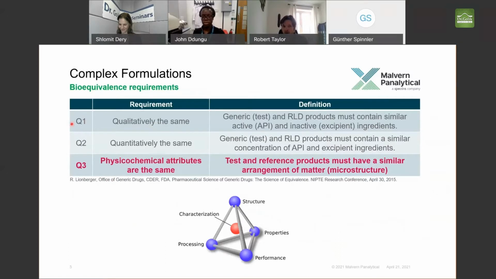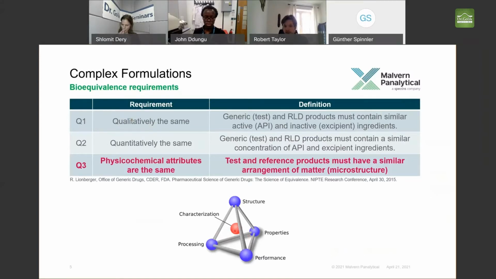Qualitatively the same, Q1, quantitatively the same, Q2. These are relatively straightforward, just making sure you have the same API, same excipients, same dosage, that kind of thing. But then this third one here is about the physicochemical attributes of the active ingredients, and the reason being is that if they have the same physical chemical attributes, they're likely to perform the same. Okay, and that's really what this characterization tetrahedron is describing here.